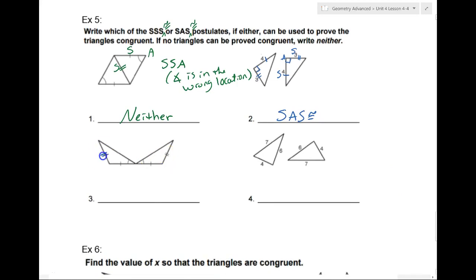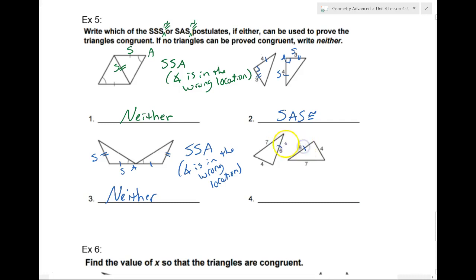I have a pair of sides, I have a pair of sides, and then I have an angle. What's the problem here? That spells what? Side, side, angle. The angle is in the wrong location. So it's neither. And they're not congruent. These triangles could not be proven congruent. All right, let's look at the last one here.